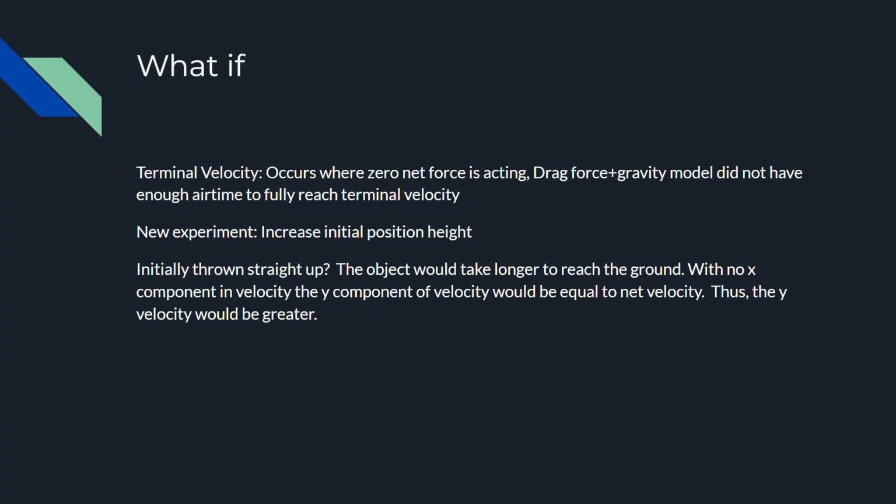And the second question being, what would happen if the object were initially thrown just straight up? Most likely the object would take longer to reach the ground. With no x component in velocity, the y component of velocity would be equal to the net velocity, which means that the y velocity would be greater and the object would reach a higher position in the y component, which means that there would be a further distance for it to reach the ground.